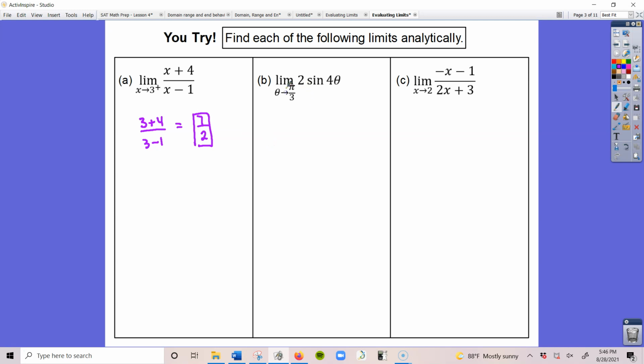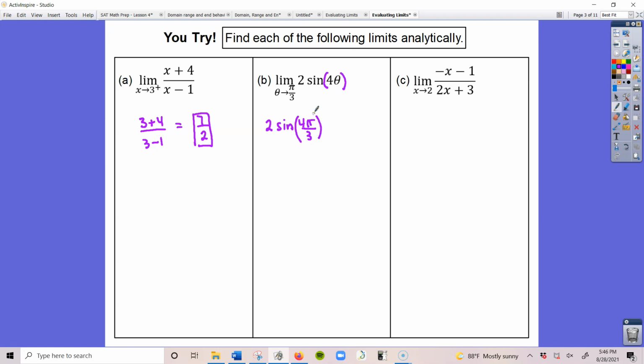Now let's plug in pi over 3 for this second limit. So we have 2 sine of 4 times pi over 3. So this is my angle. So my angle is now 4 pi over 3.